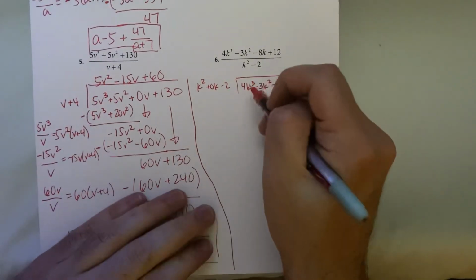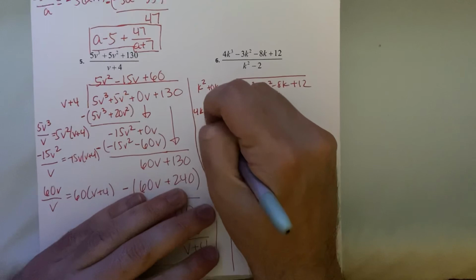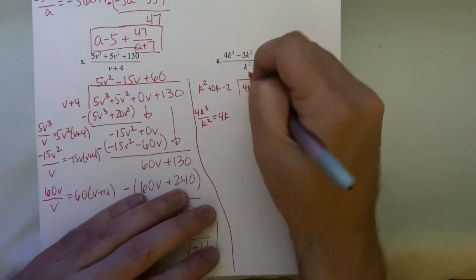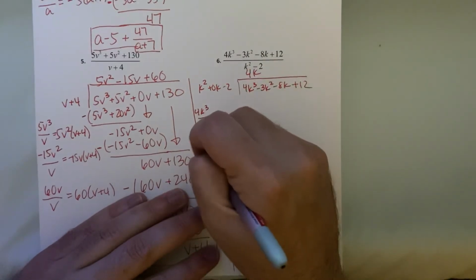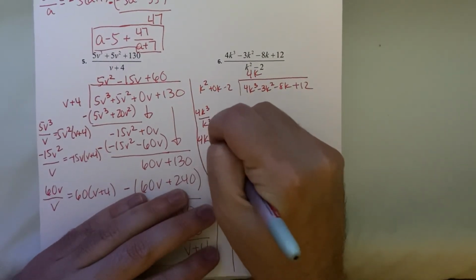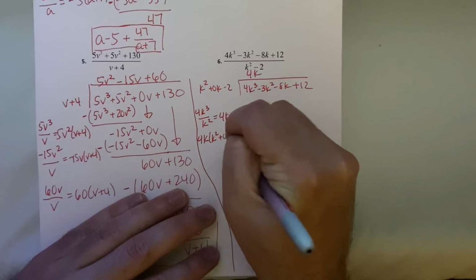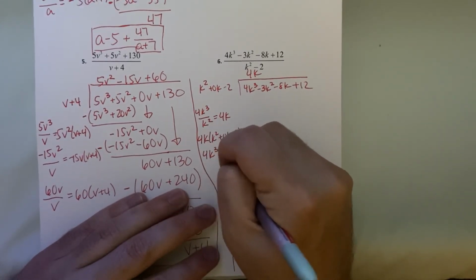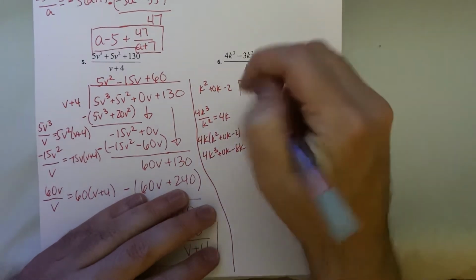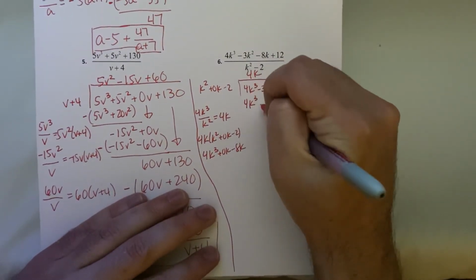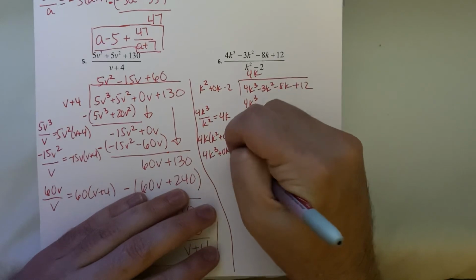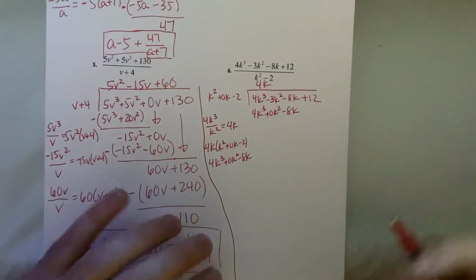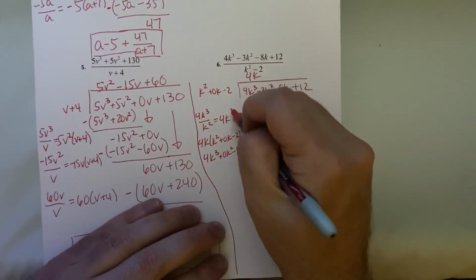Okay, so 4k cubed divided by k squared is 4k, which goes up top. So I need to multiply 4k times the k squared plus 0k minus 2, which is 4k cubed plus 0k squared minus 8k. So this is the reason why. It keeps us lined up in here properly.